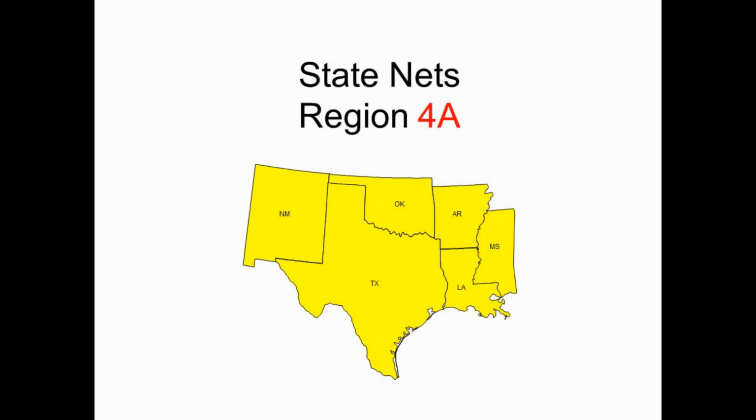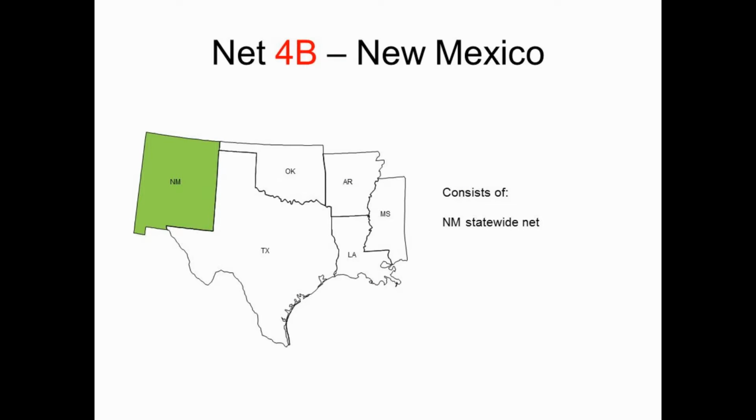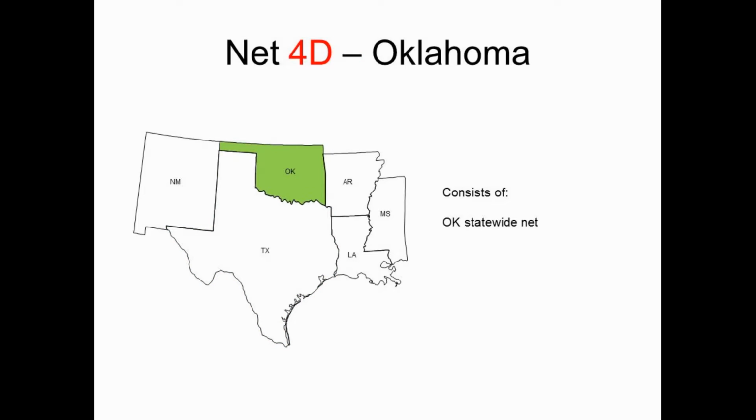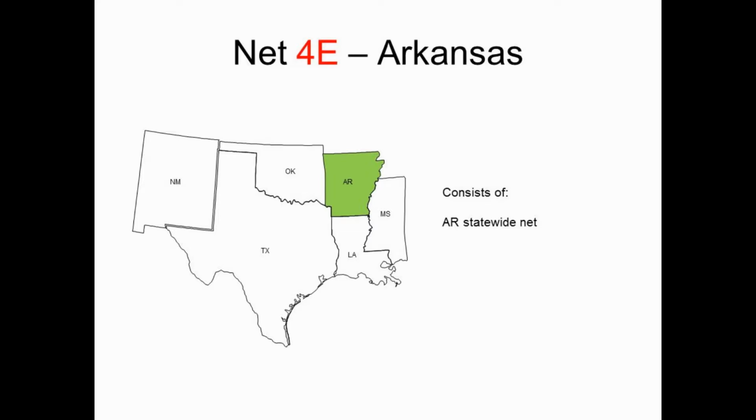The 4 Alpha regional net is comprised of New Mexico, Texas, Oklahoma, Arkansas, Louisiana, and Mississippi. The 4 Bravo net is the New Mexico state net. The 4 Charlie net is the Texas state net. The 4 Delta net is the Oklahoma state net. The 4 Echo net is the Arkansas state net.